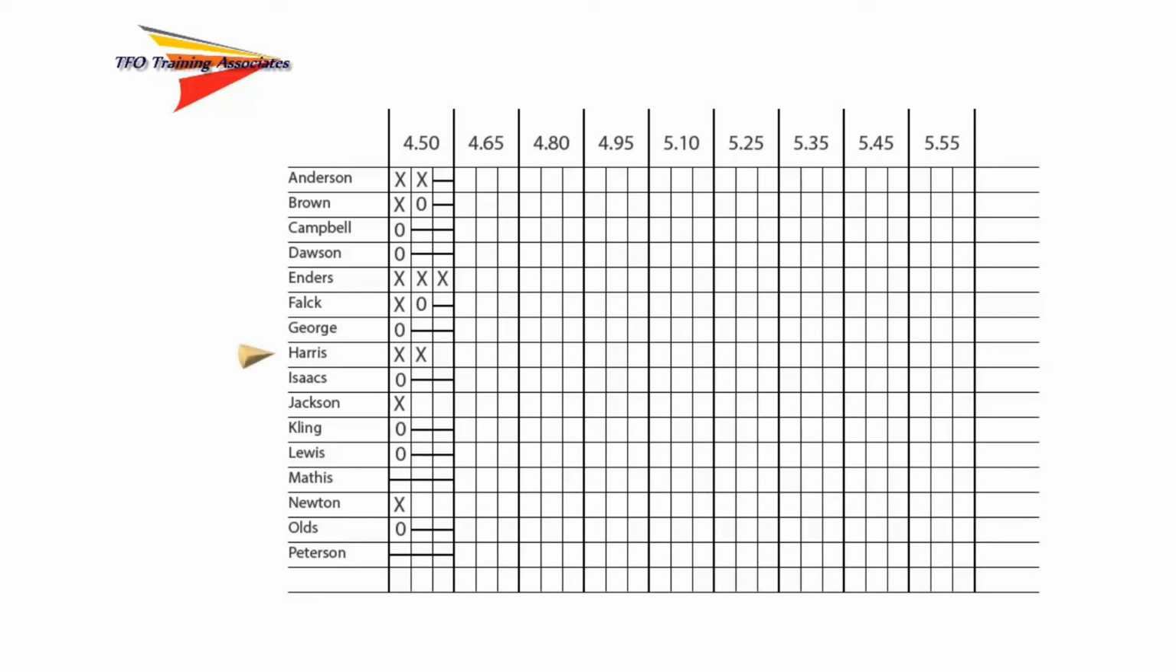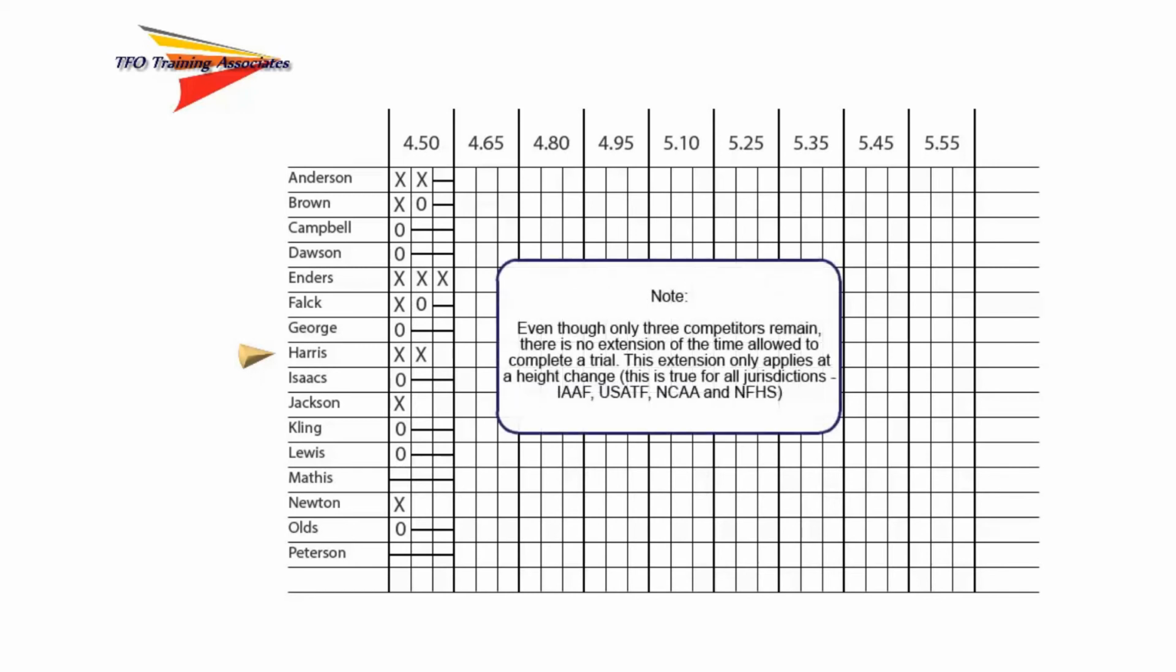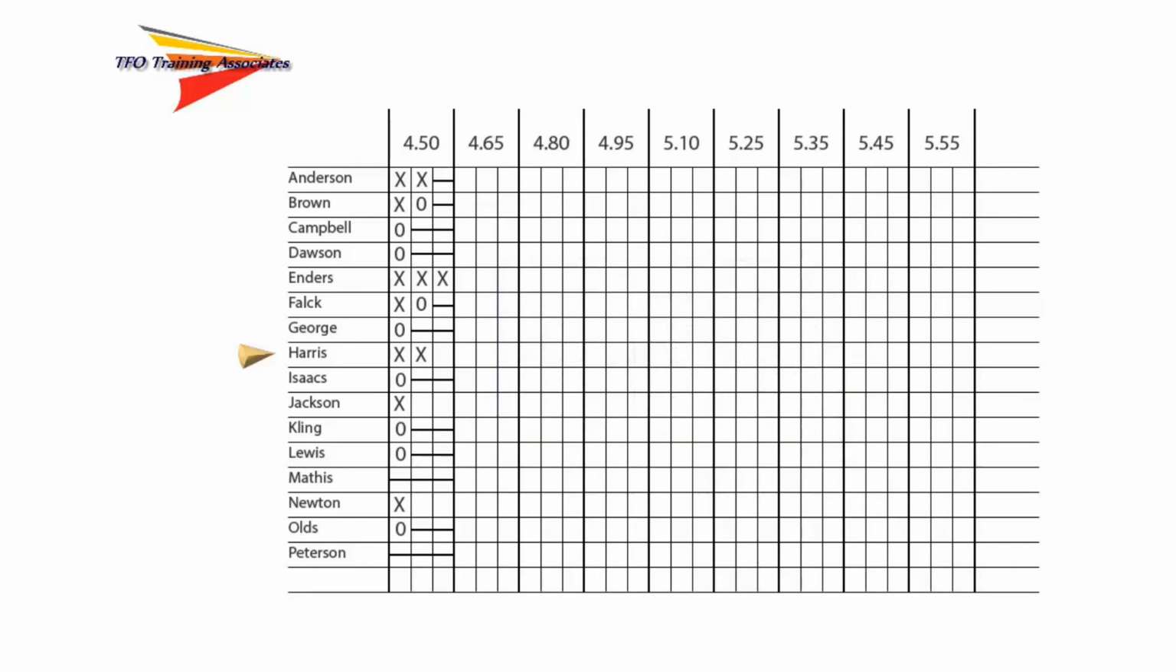We return to Harris for his third attempt at 4.50 meters. An important note: even though only 3 competitors remain in the competition, we do not extend the time between attempts. This is the same for all jurisdictions. Harris fails and is eliminated from the competition. Jackson is now up for his second attempt. Jackson clears the bar.